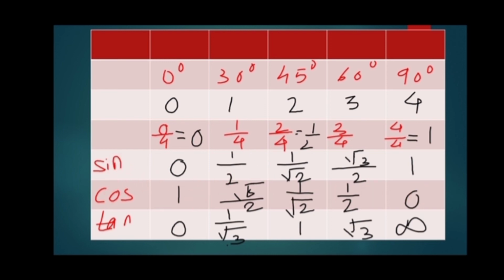Now further there are cosec, sec and cot. We know the relation between sine and cosec: cosec is just the reciprocal of sine. So take the inverse of all these values and you will get the values for cosec. Then sec is the inverse of cos, so take all the inverse values of cos and you will get the sec values. Same way cot is the inverse of tan, so take all the inverse values of tan and you will get the values of cot.